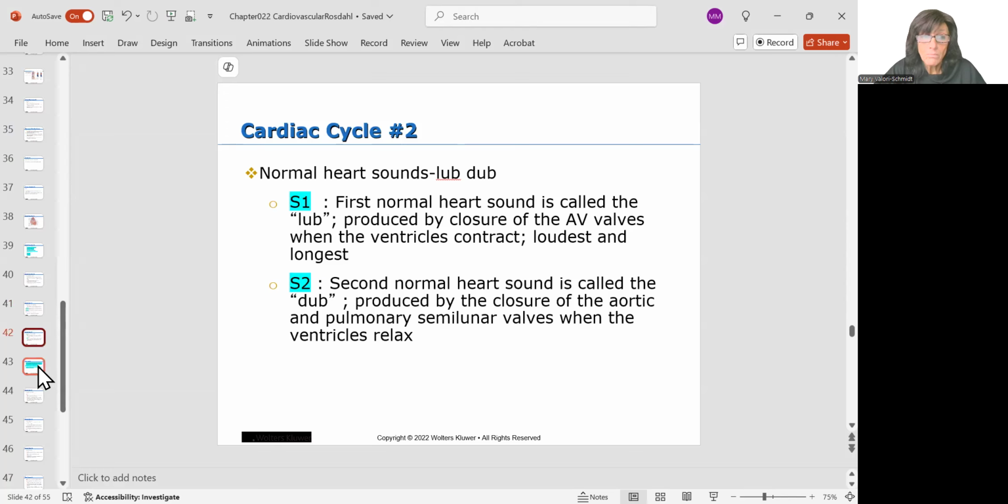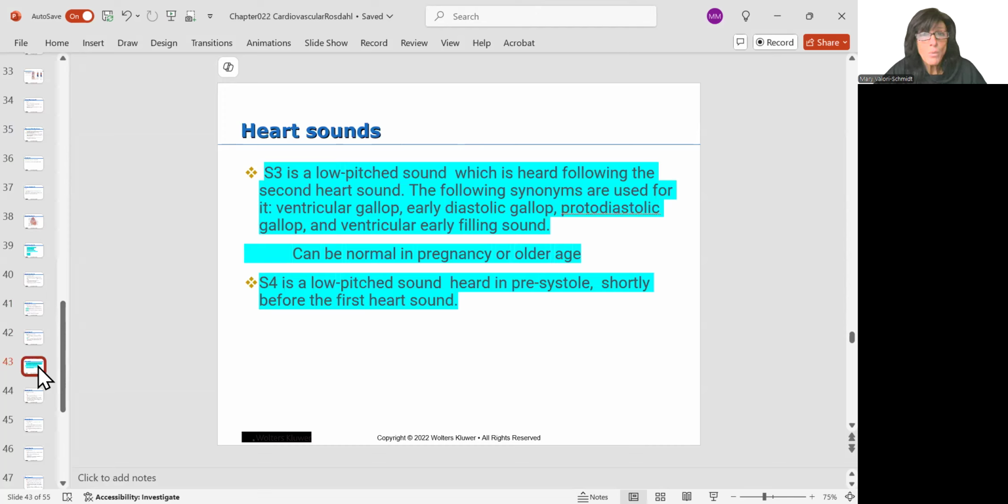Now, there can be abnormal sounds. You can have an S3, which they call a gallop, or a ventricular gallop, or an early diastolic gallop, or a proto-diastolic gallop. Tons of words for the same thing. S3 is a low-pitched extra heart sound which you hear after the dub. So if you hear lub dub-dub, not a whoosh like a murmur, that's a gallop. You can normally hear that in someone later in pregnancy for various reasons that I'll get into in the med-surg part, and older folks sometimes will have an S3. It can be normal for them, but sometimes it has to do with heart failure and other disorders. So it's not a normal heart sound.